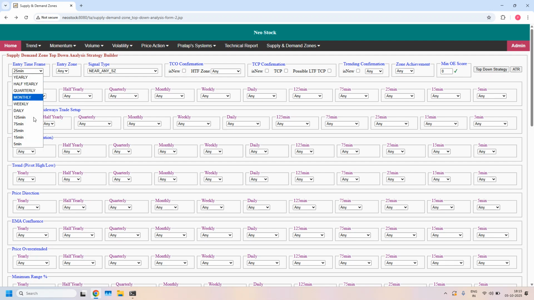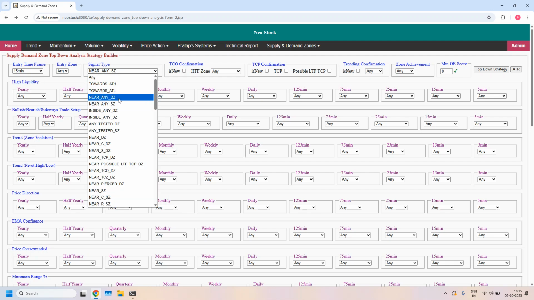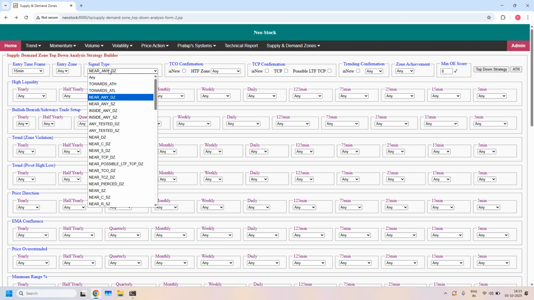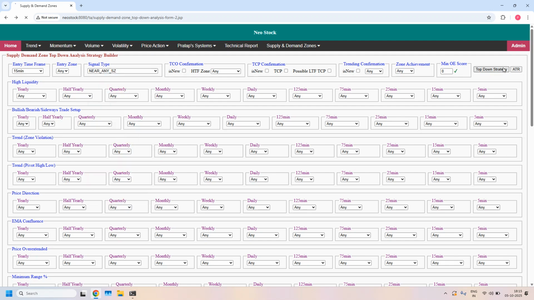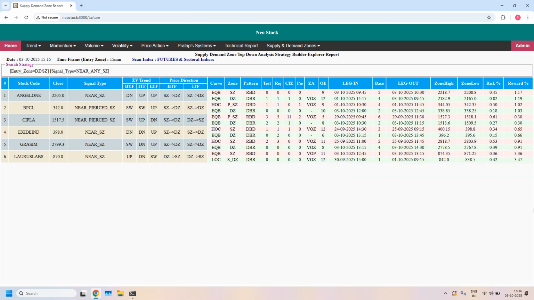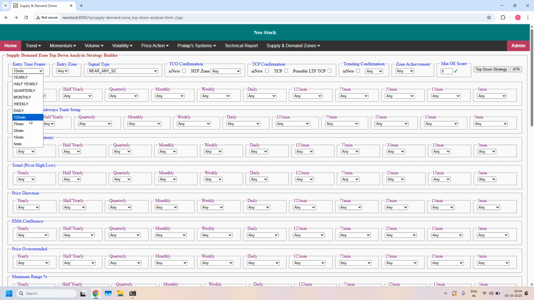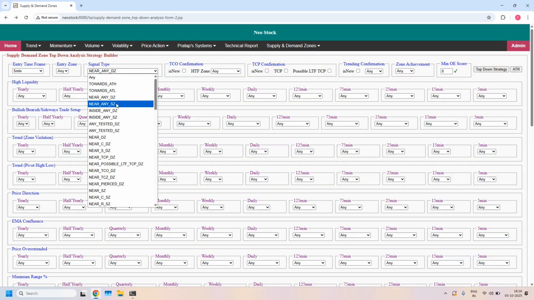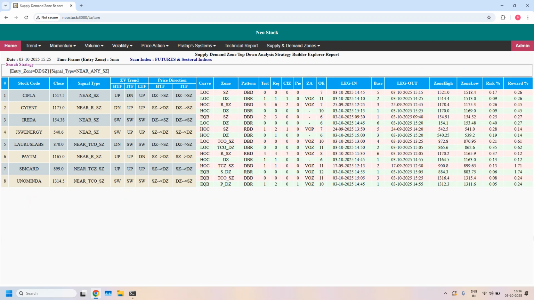Next time frame 15 minutes. Stocks near to the 15 minutes demand zone. We got 7 stocks. Next, the stocks near to the 15-minute supply zone, we got 6 stocks. Next time frame 5 minutes, stocks near to the 5 minutes demand zone, we got 8 stocks. Next, stocks near to the 5 minute supply zone, we got 8 stocks.